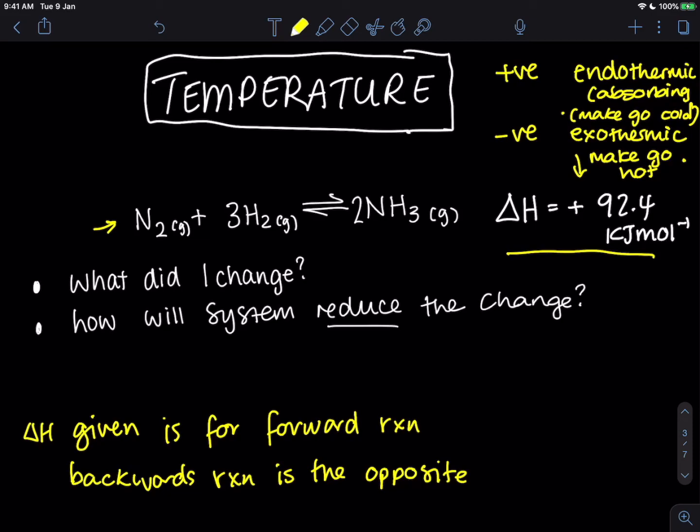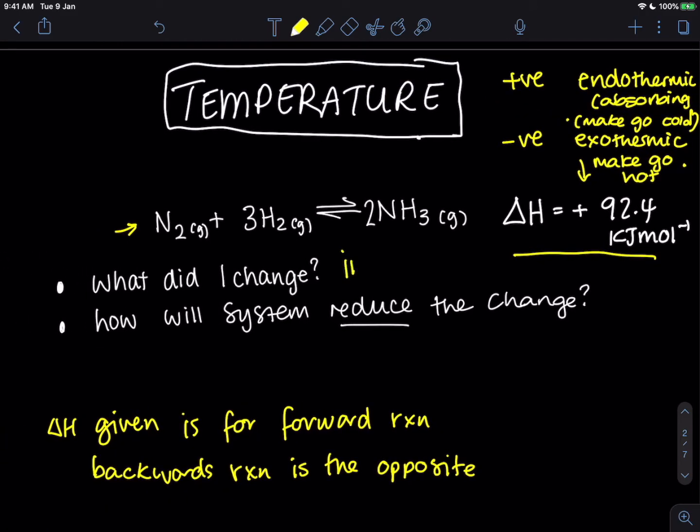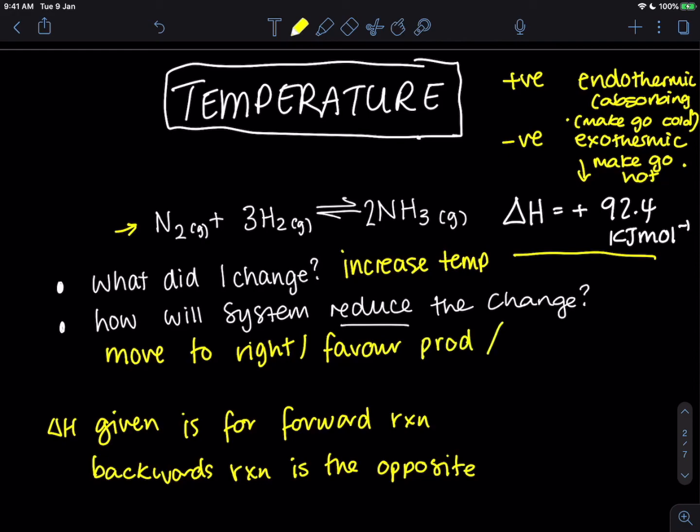So what the system will do in order to reduce the effects of change: if I increase the temperature, so I start to heat it up, the system will move in the direction that will reduce that temperature. So it will move in the endothermic direction to make the temperature lower because the system will absorb that added heat. So it will move to the right / favor products / favor forward reaction, because the forward reaction is endothermic. It will absorb that added heat and lower the temperature back down.